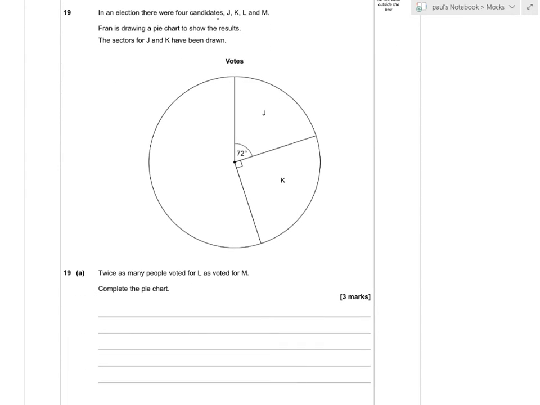In an election, there are 4 candidates, J, K, L, and M. Fran is drawing a pie chart. J and K have been drawn. Twice as many people voted for L as voted for M. Okay, so everything adds up to 360. So take away that and that, which is 90, and 162. So 360 take away 162 is 198. Now, that's what we've got to play with, 198 over there.